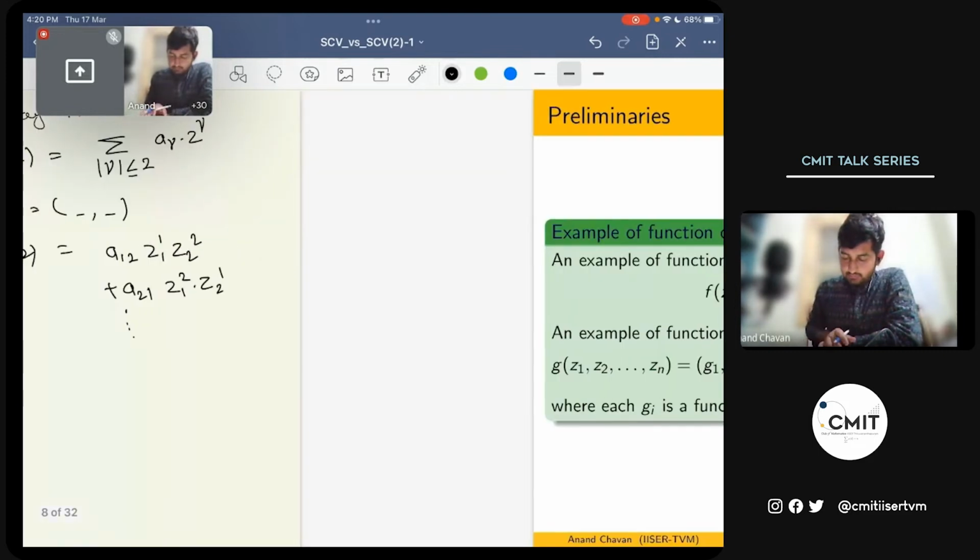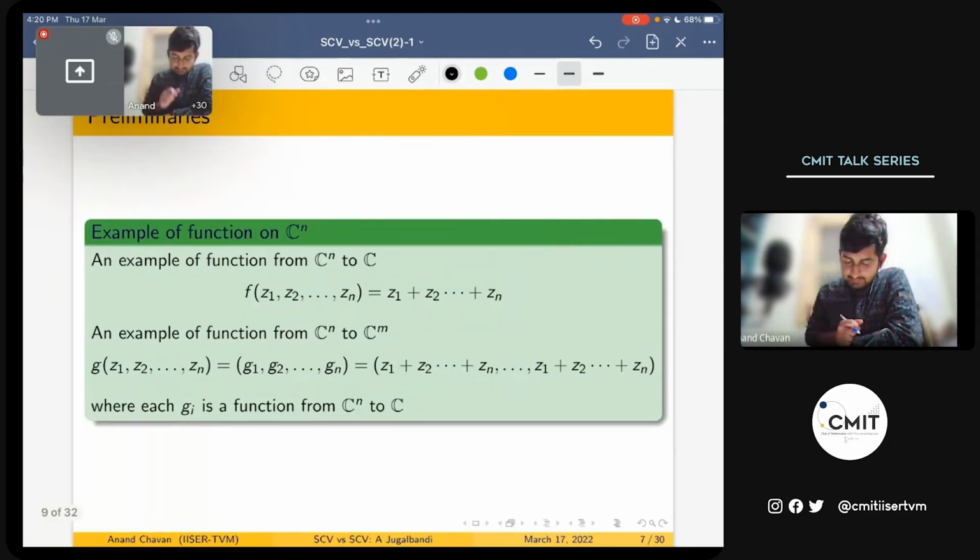Moving on, let's see an example of what a function from Cn to C looks like. Let's consider f of z1, z2, up to zn, a function of these n variables, which I'm just writing as z1 plus z2 plus z3 plus up to zn. So this is a function on Cn: it takes values from Cn and spits out values in the complex plane C.